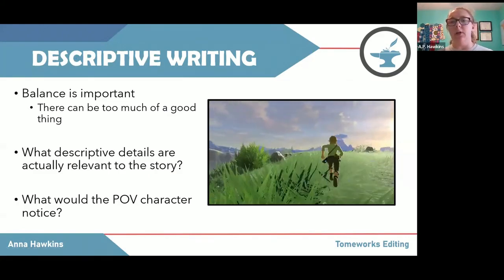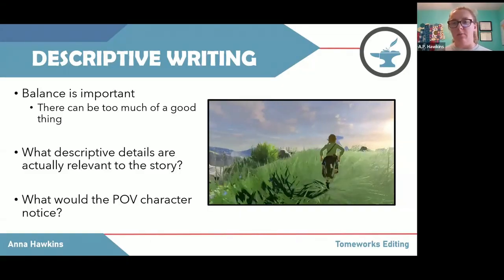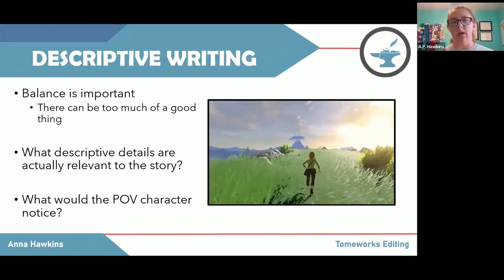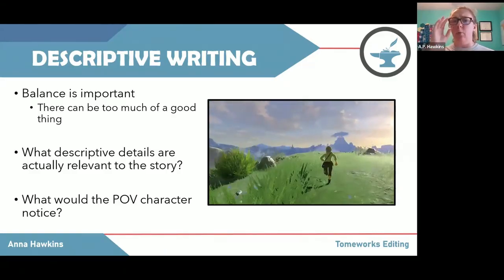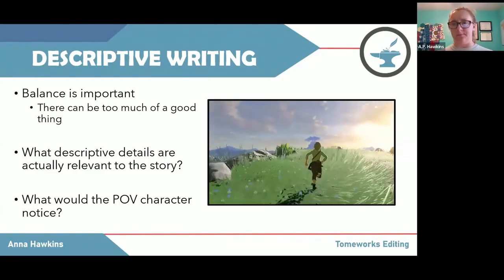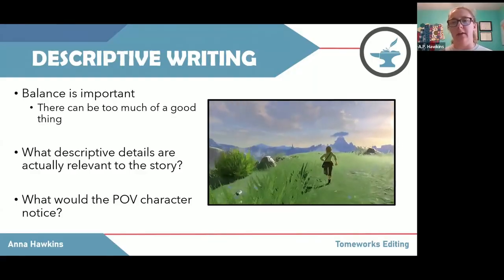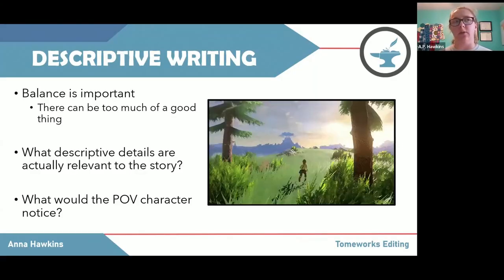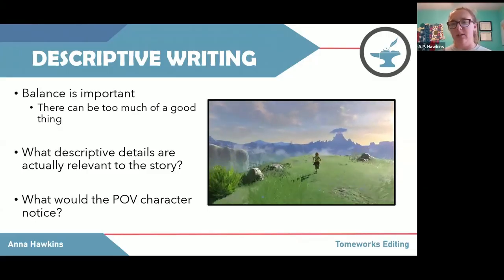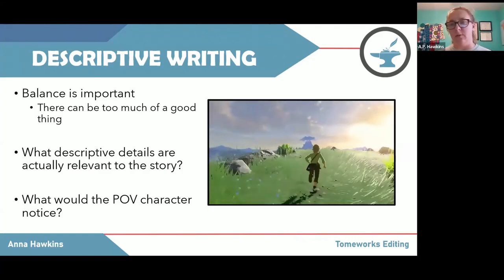So when you're wanting to describe a scene, a new location, or include some background details in your character's inner monologue as they're going through a scene, you need to think about what descriptive details are actually relevant to the story. There's going to be more detail in any scene than is relevant. It's the same thing as with world building in general. There's going to be more there than is going to make it onto the page. And that's okay. You don't want everything to be on the page because that gets overwhelming to read.